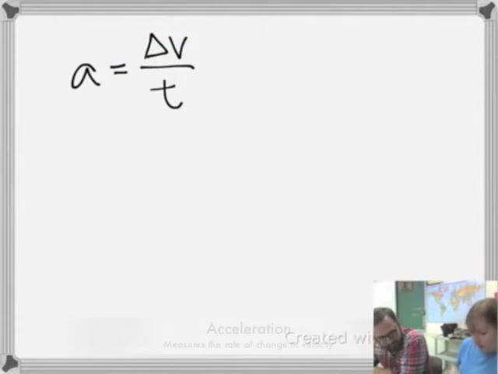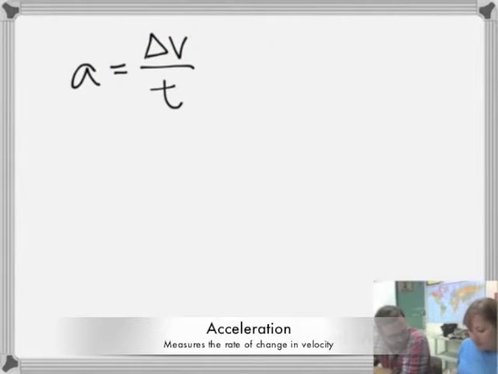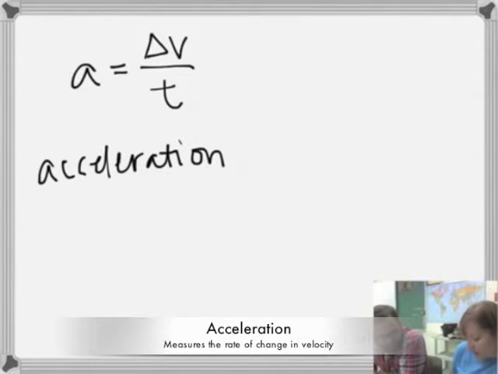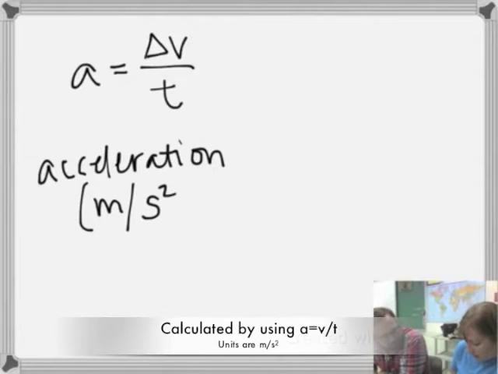I have an equation for acceleration. So what does this mean? We've got an A. What does that A mean? A stands for acceleration. What unit do we use for acceleration? There's different ones, but the most common you'll see in physics is meters per second squared.